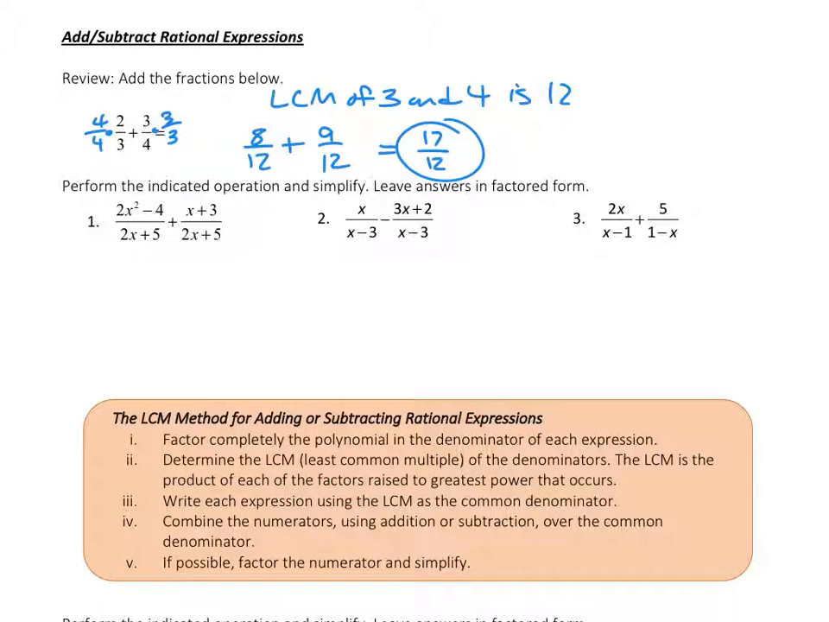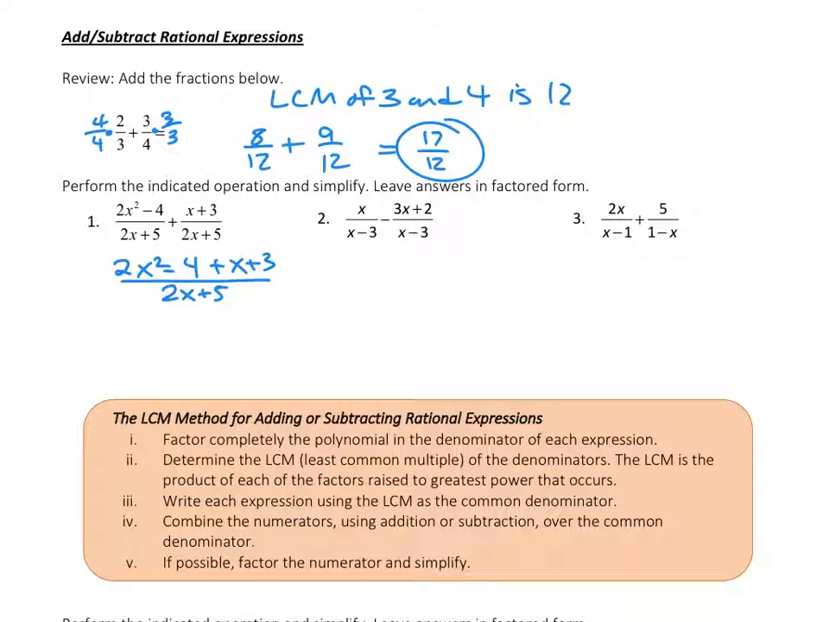In number 1, I already have common denominators, so all I have to do is add the numerators together and combine it into one fraction. So I'm going to add 2x squared minus 4 plus x plus 3 all into one fraction over that common denominator 2x plus 5. And now I'm going to simplify by combining like terms, and I always want to leave my answer in factored form just to make sure that I've simplified as much as I can.